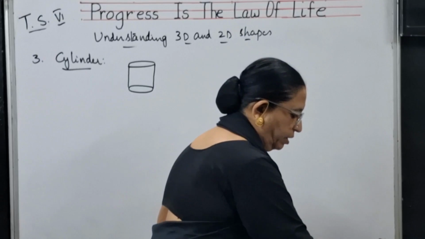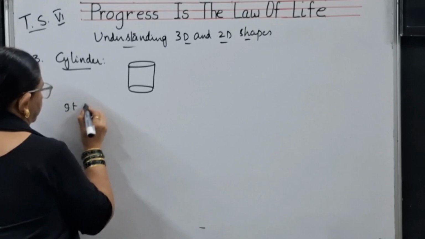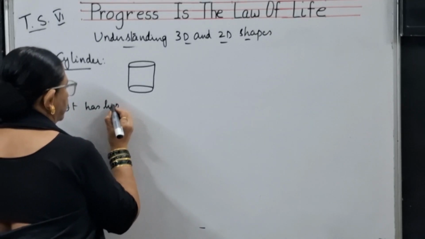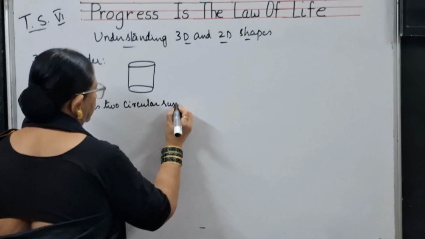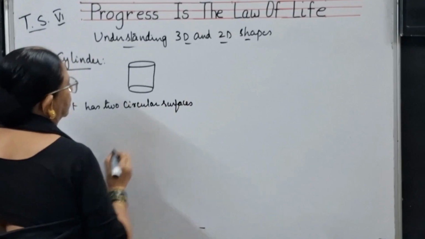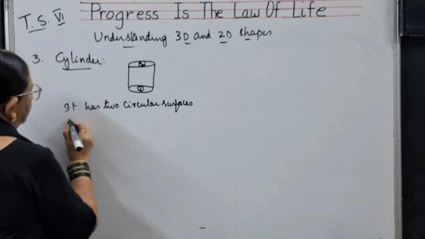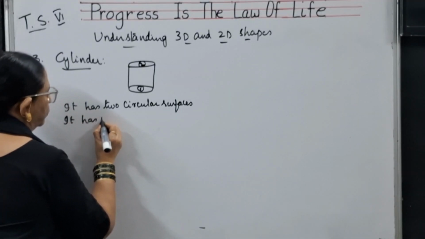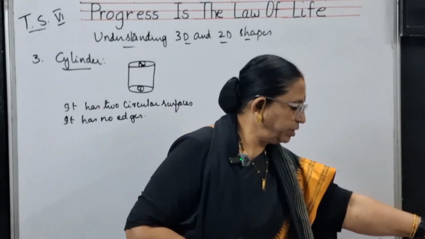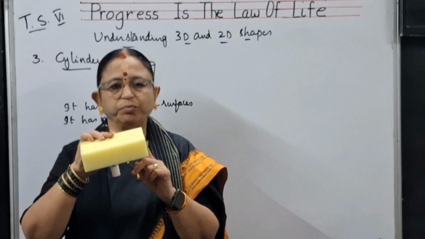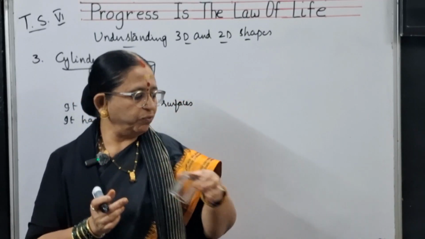So what will you write? It has got 2 circular surfaces. This is one circular surface, this is the second circular surface. And it has no edges. What does that mean, children? Edges means, when you see here, the edges are formed. But like this, you have no edges here. There are no edges.